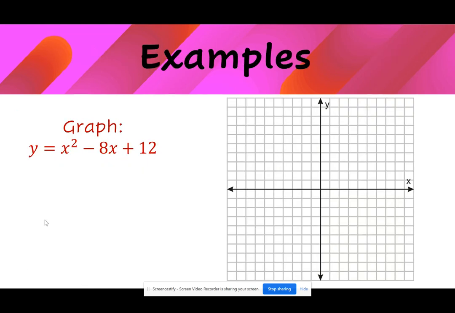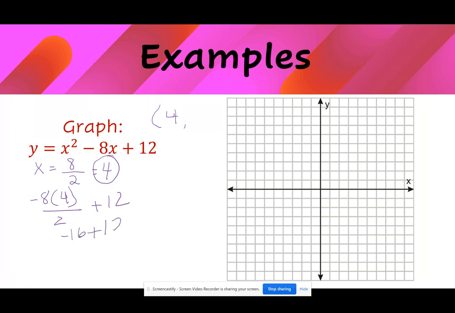So y equals x squared minus 8x plus 12. First, find your vertex. X equals negative b, so positive 8, over 2 times a. 8 divided by 2 is 4. Plug that back into, this is your x value, so our vertex is 4 something. Your whole bx, so negative 8 times 4, divided by 2 plus 12. So negative 32 divided by 2 gives us negative 16, negative 16 plus 12, so it's negative 4. So we found our vertex is 4, negative 4.